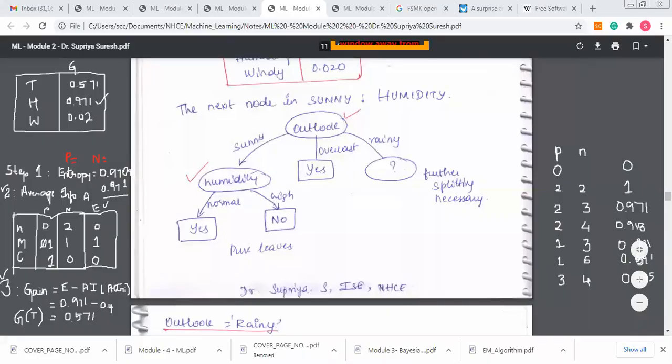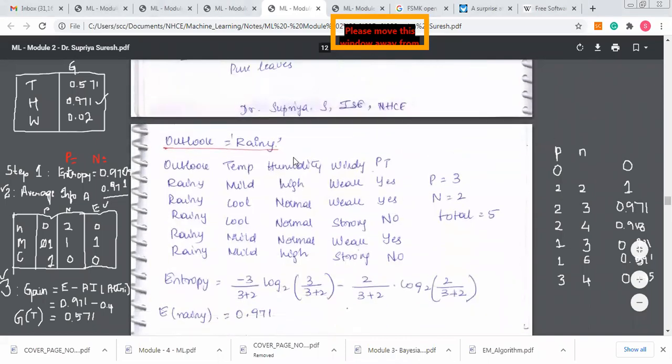So I hope this is how we will be calculating. This is the new table of Rainy that we have calculated. The number of positives are 3 and the number of negatives are 2, with a total of 5. Step 1 over here is calculating the entropy. The entropy has been calculated with this and I get 0.971.